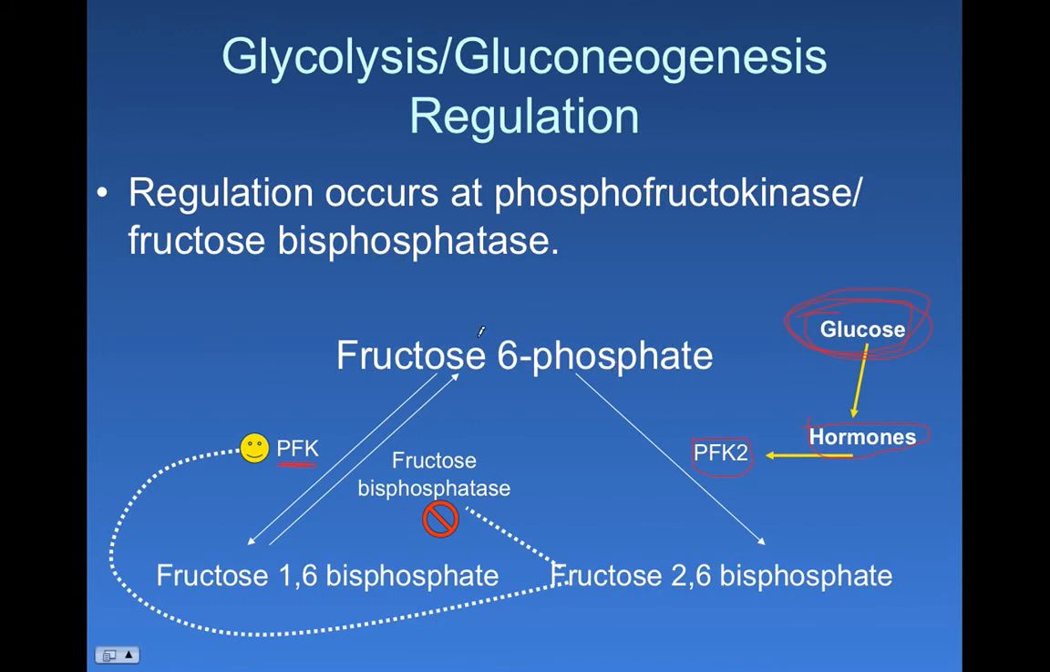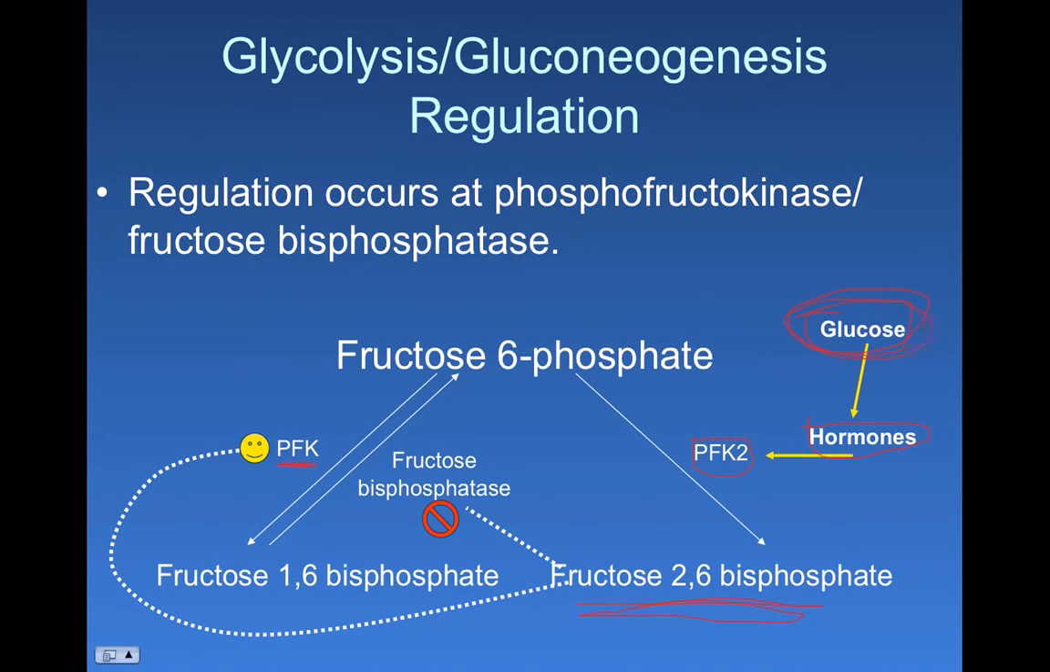Phosphofructokinase 2 converts fructose 6-phosphate into this regulatory molecule, fructose 2,6-bisphosphate, sort of the cousin of the fructose 1,6-bisphosphate that's present in glycolysis and gluconeogenesis. Now, fructose 2,6-bisphosphate is a regulatory molecule. It will activate phosphofructokinase and inhibit fructose bisphosphatase. So it's activating the glycolysis enzyme and inhibiting the gluconeogenesis enzyme. So the net result is glycolysis occurs.